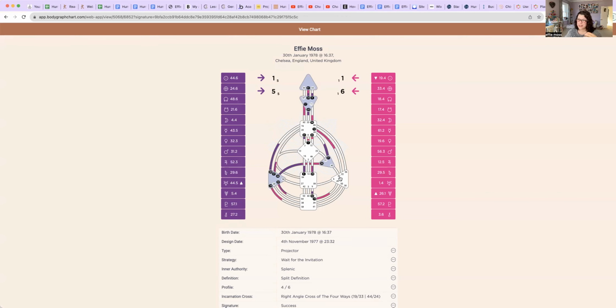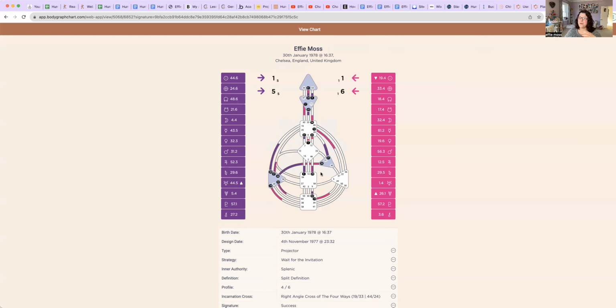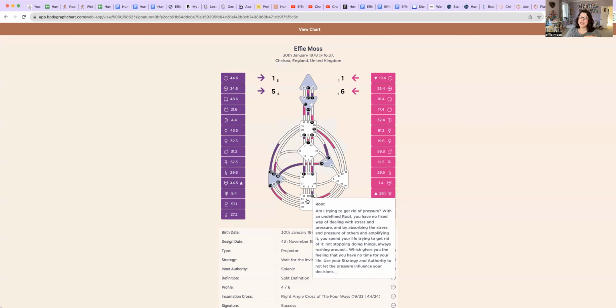So this is about your emotions, how you feel things. This is your sacral center. This is where your life force and your workforce energy lives, and this will determine how much energy you have to be able to go and do. You then have your root center, which is your pressure center, and that basically enables you to deal with stress and things like that on a day-to-day basis.